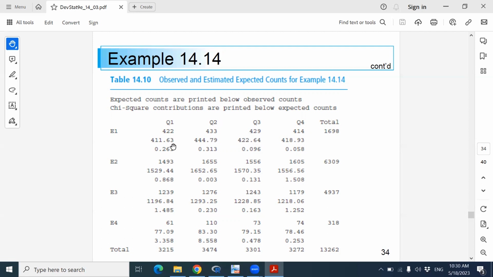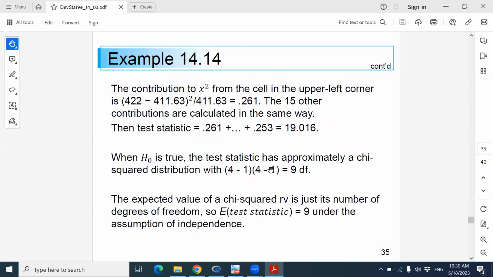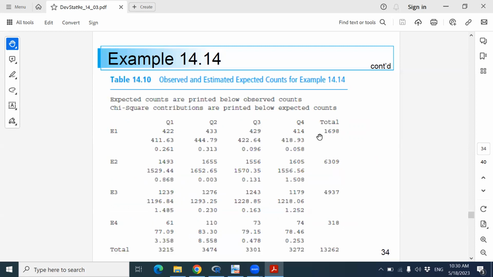In the end, we add up the contributions from all the cells in the test statistic, and that gives us the statistic value. For this case, the statistic value turned out to be 19.016. With this value, if we want to use the chi-square distribution, the degrees of freedom is I-1 times J-1. Since we have 4 rows here, I equals 4, and 4 columns here, so J is equal to 4.